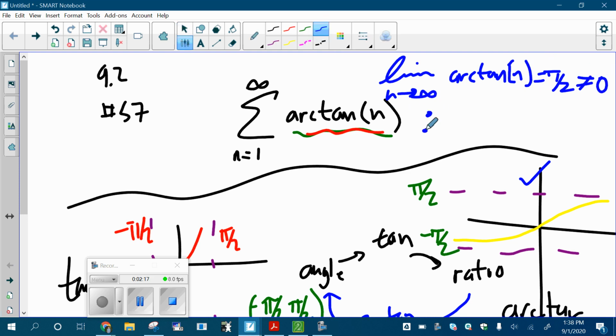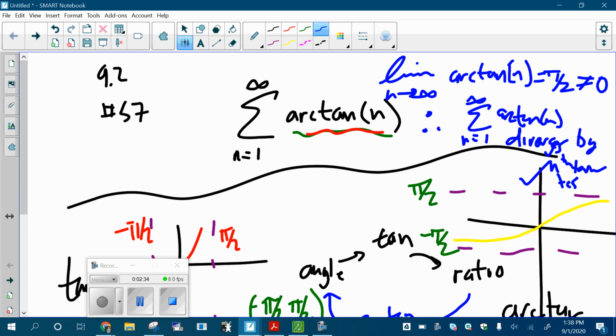So if the limit of the sequence is not even 0, therefore the series must diverge. Why? That is the nth term test. Okay, so our series diverges. Why? By the nth term test. The limit of the sequence does not equal 0, therefore the series diverges.